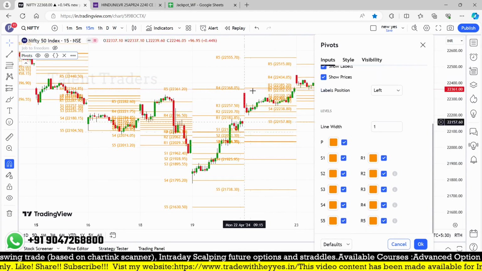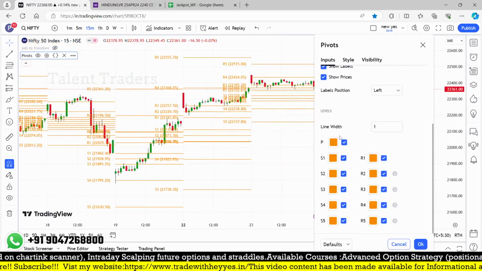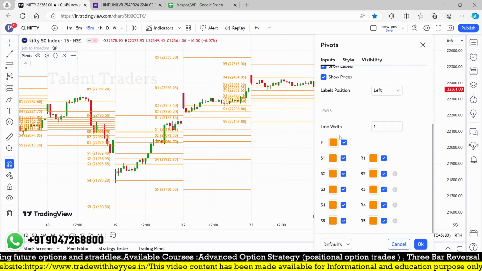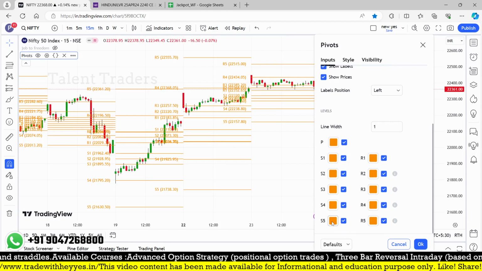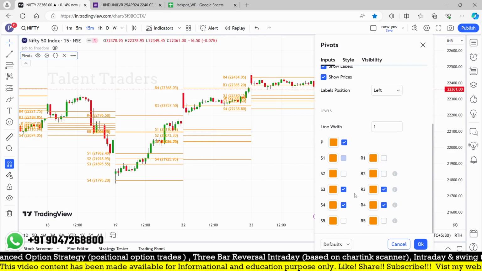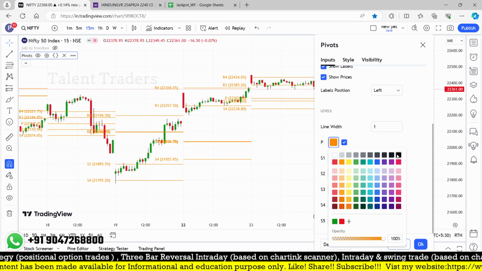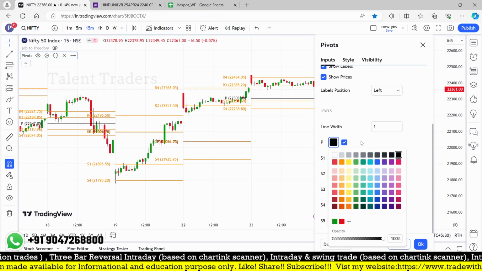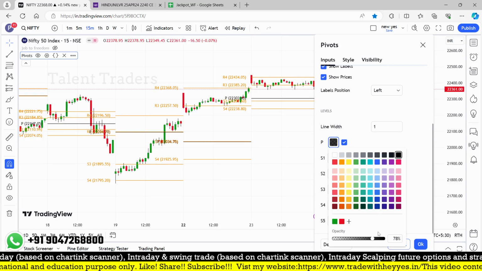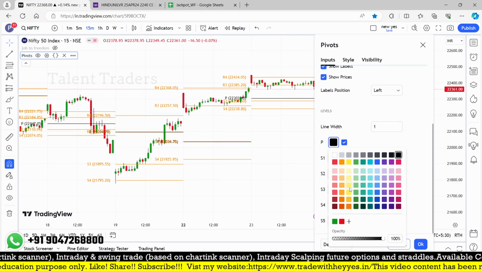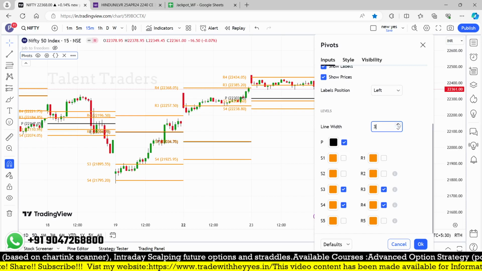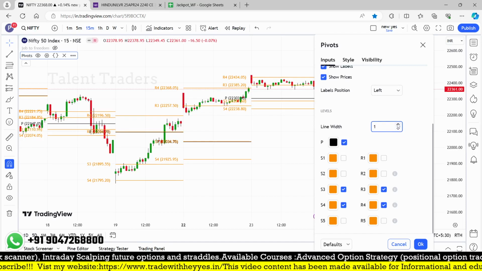It is showing you a lot of values, but I need only the pivot, R4 and S3, S4, R4. If you need S5, you can make use of it. I am just unchecking the things which I don't want. I'm making the pivot black in color. If you want to make it bold, you can also change the color to be bold or dark, something you can make use of. You can also change the width of the line, here itself, 1 or 2.